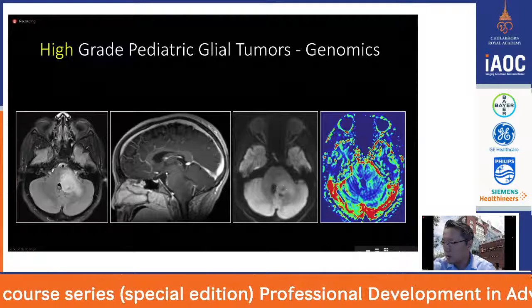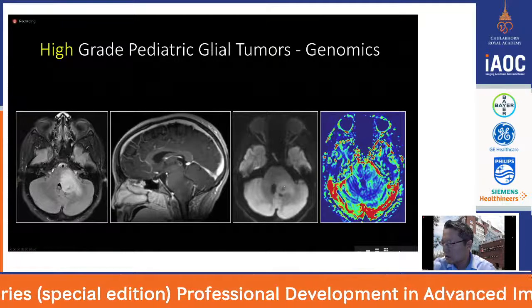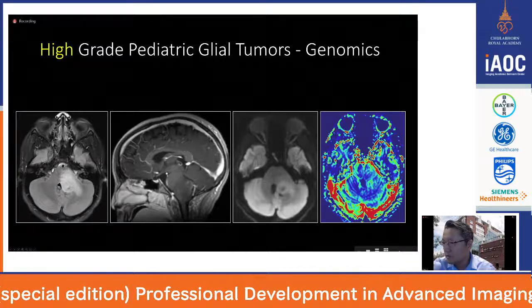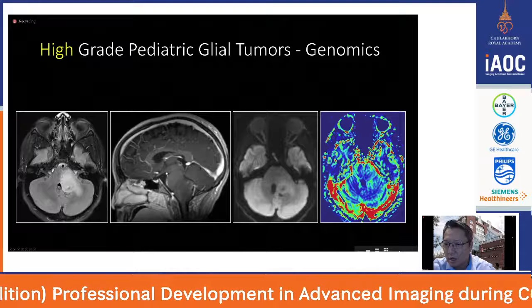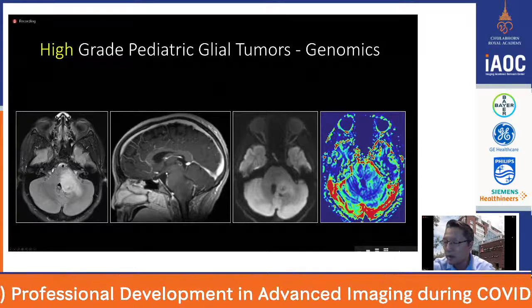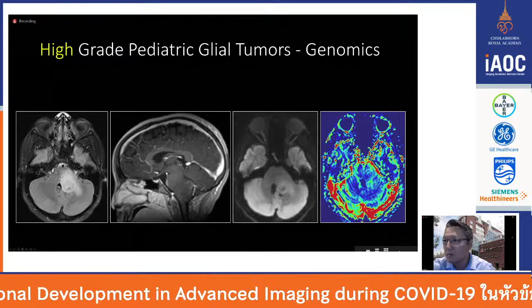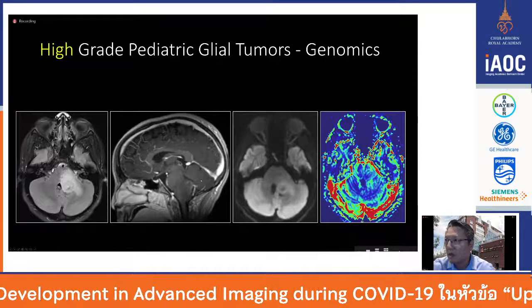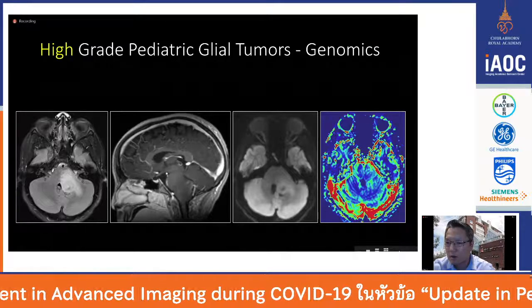We can see a little bit of decreased diffusion here, as well as a little bit of asymmetric increased perfusion. And so this was a little worrisome, even though pedunculated brainstem tumors could potentially be pilocytic astrocytomas. Some of these findings were a little worrisome. And this was also an H3K27 mutated tumor that involved the cerebellum as well.